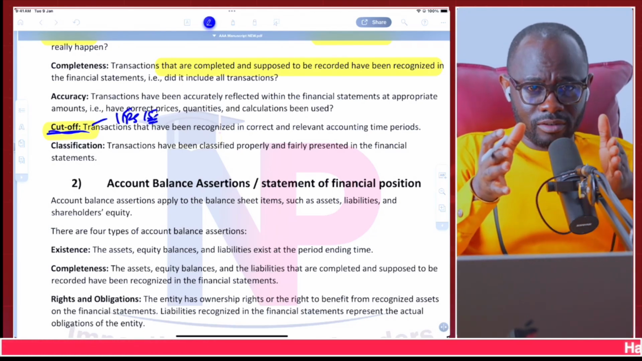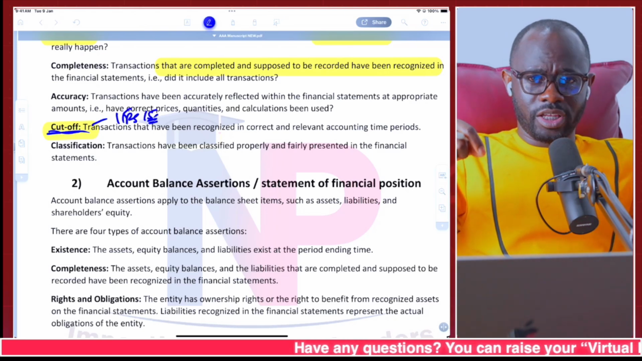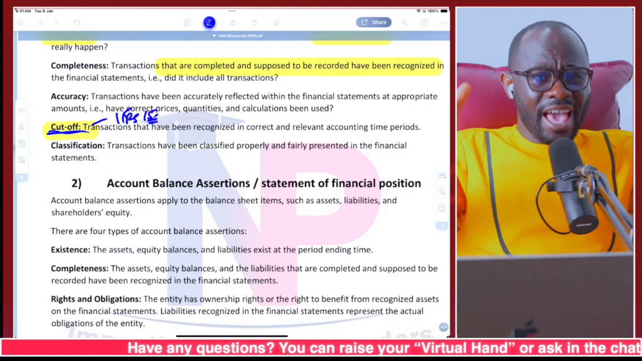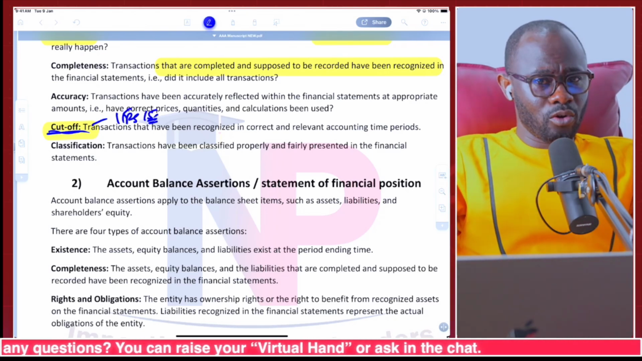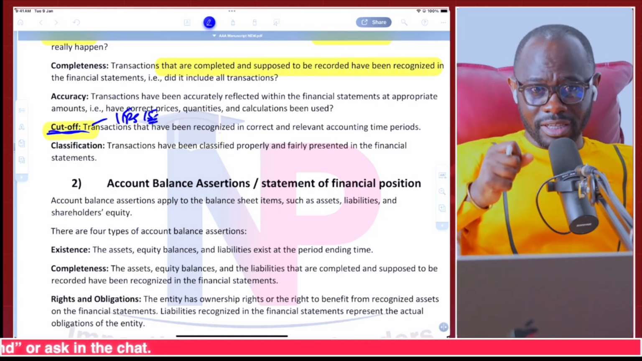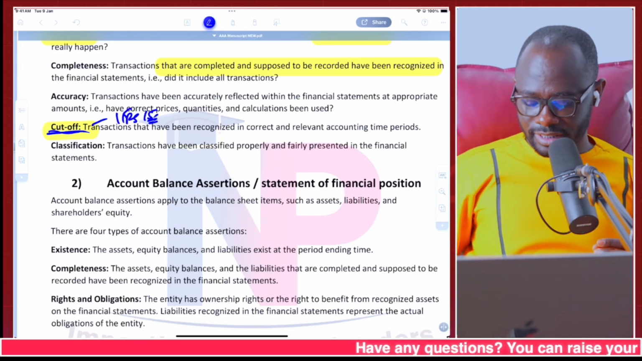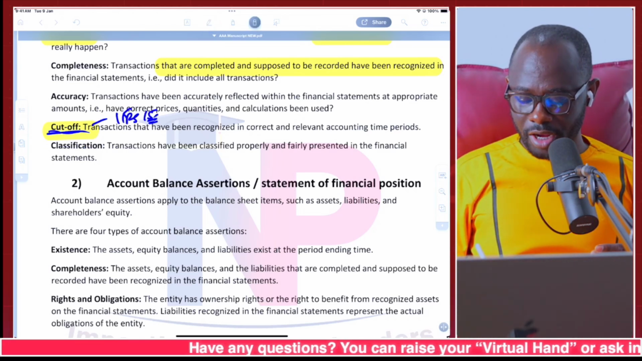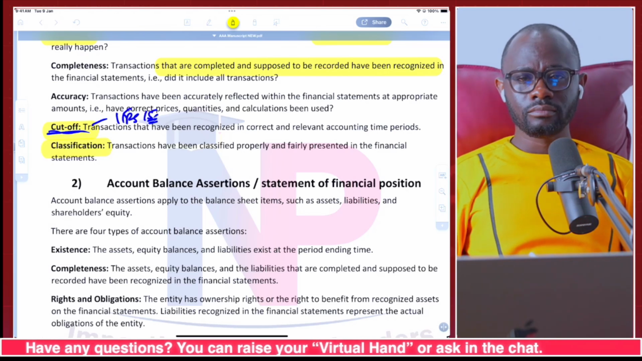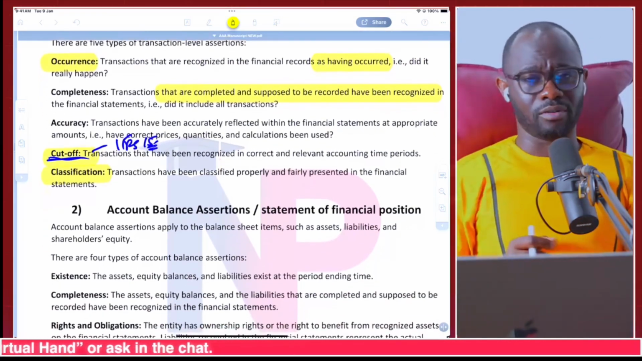We want to find out the transactions recorded in the financial statement. Do they all relate to the year ended under review, or there is something belonging to the future that have been backdated into the present? That is the rule of cutoff. Then certainly classification. Very important. Very important. So the transaction and events, have they been classified properly?